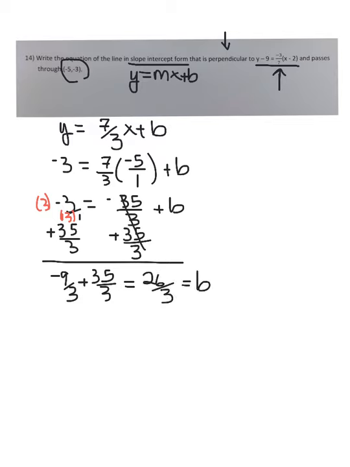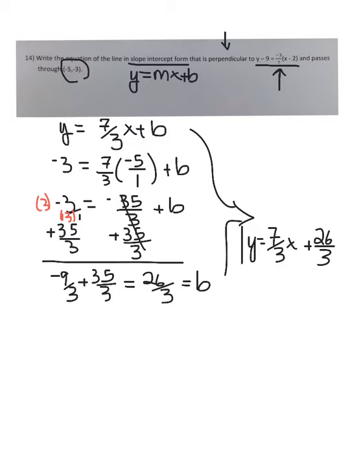Okay, now remember that's not the answer, but that helps us get the answer. So we want the equation of the line, so we just have to take this, and we have to take that, and we have y equals 7/3 x plus 26/3. And there's your answer.